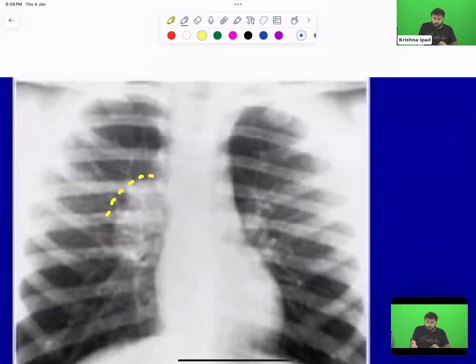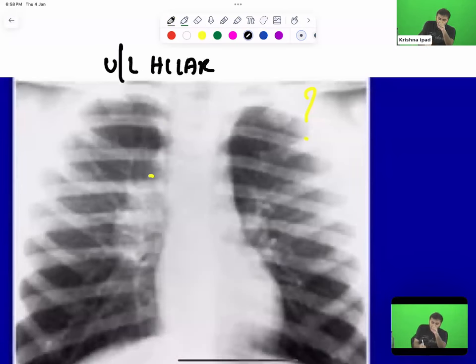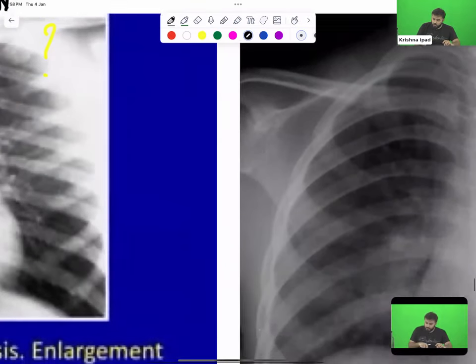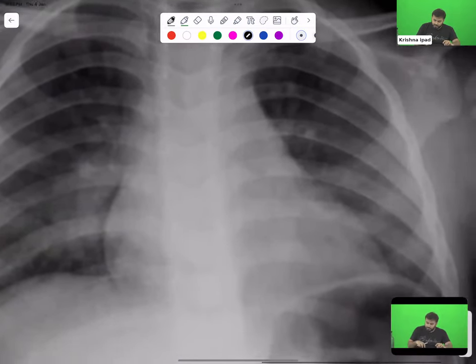If it is not going till the periphery, then what is this? Very good. So this is unilateral hilar lymphadenopathy. Now you understood how to differentiate between consolidation and unilateral hilar lymphadenopathy. Perfectly clear. Very good. Now look at this particular thing over here.